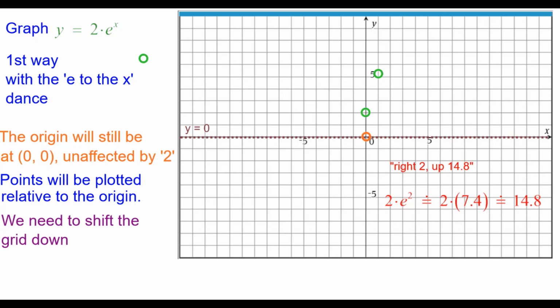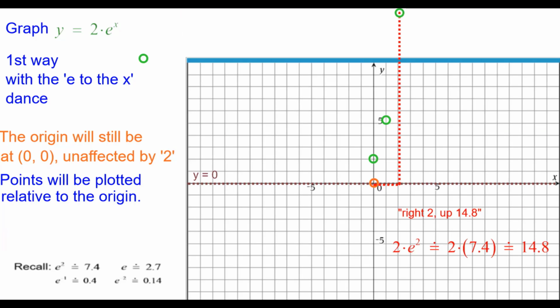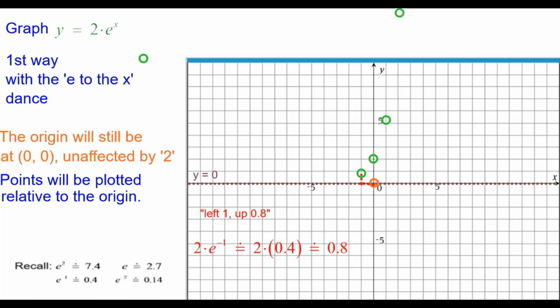We need to shift the graph down so that we can actually plot that point. Right 2 up 14.8. Left 1 up 0.8 because 2 times e to the negative 1 is going to be 0.8. We double that. And then left 2, we have to double e to the negative 2, 0.28.